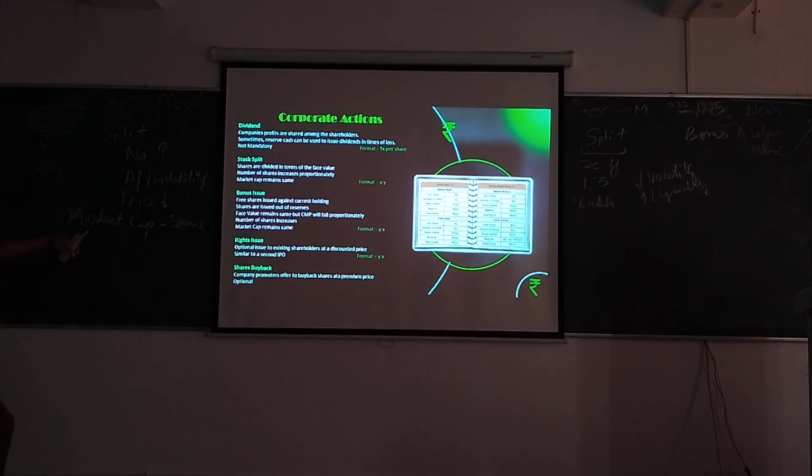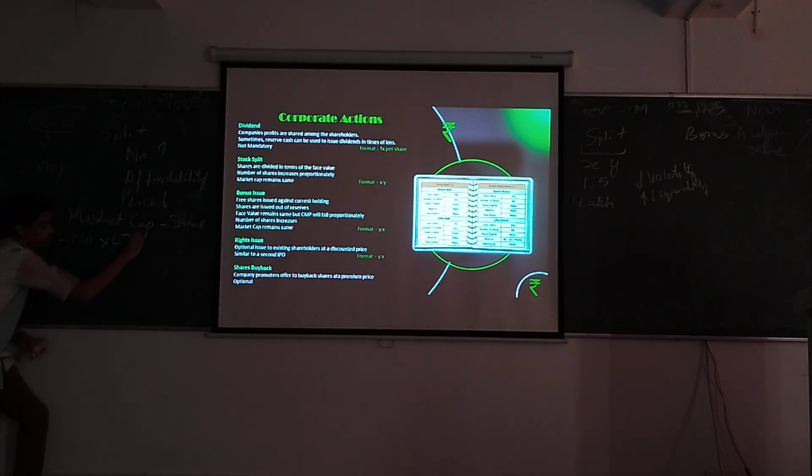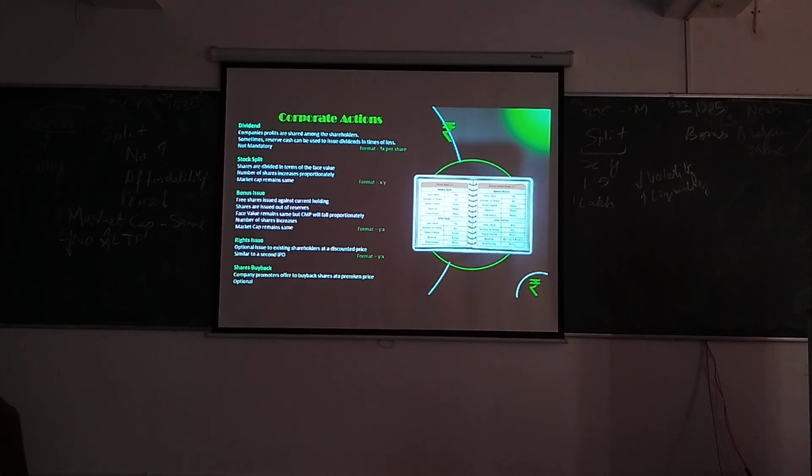So what does market cap contain? It contains the number of shares multiplied by the stock price. So if one goes down, the other has to go up. If one goes up, the other has to come down. Proportionately, if one share is split into 5 shares, the LTP will go down to 1/5. Proportionately it goes on. That is the concept.